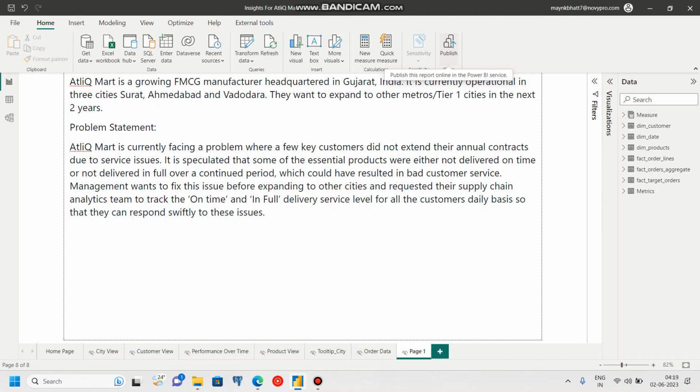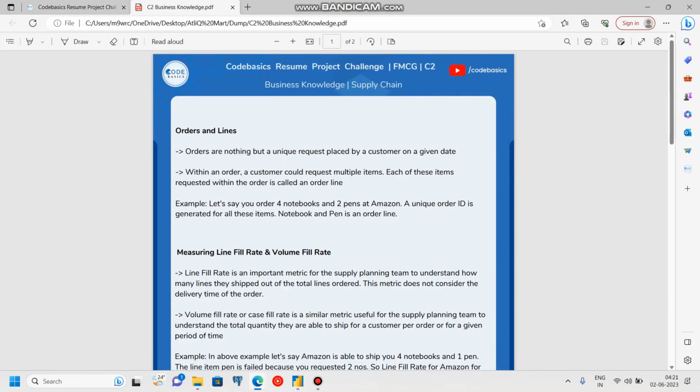Now, allow me to introduce you to some business knowledge and terminologies that I have used while preparing the dashboard. The first one is orders and order lines. Orders are nothing but a unique request placed by a customer on a given day. Now, within an order, a customer can request multiple items. So each of these requested items within an order are called order lines.